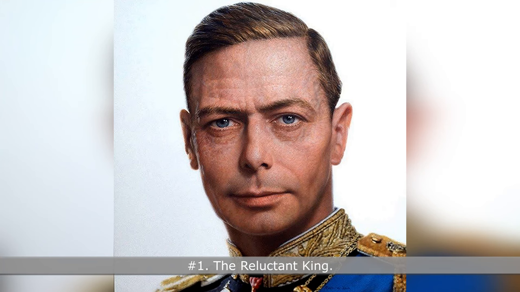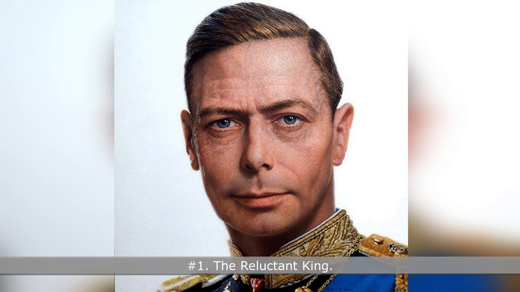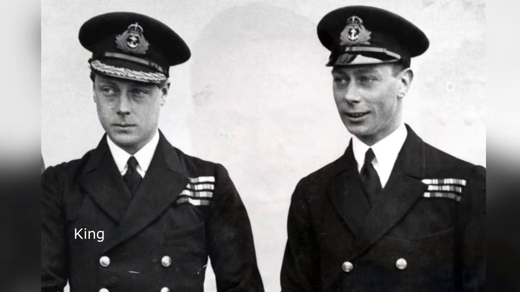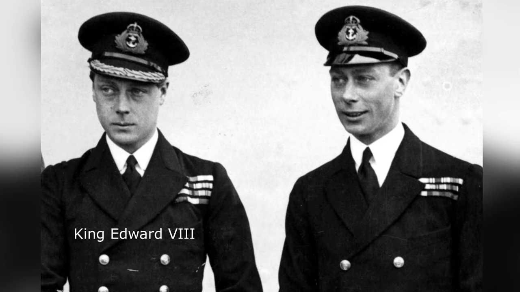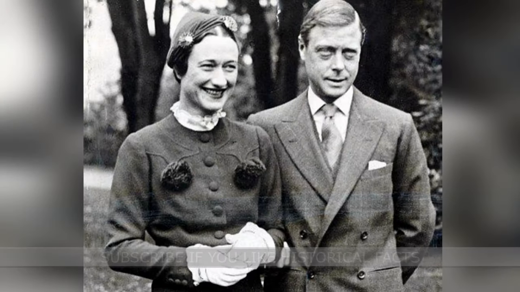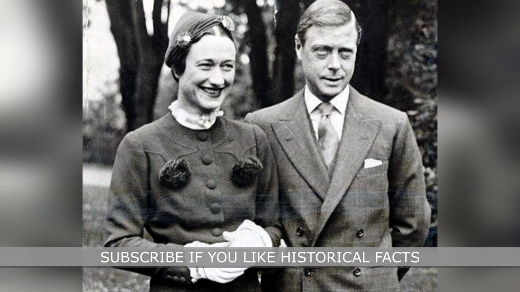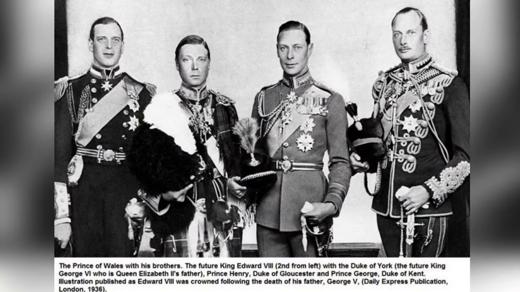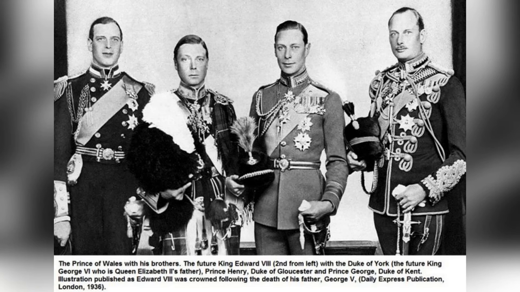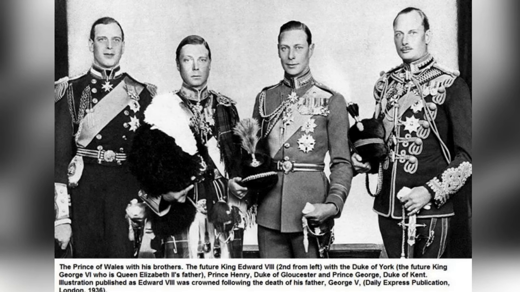Number 1. The Reluctant King. Prince Albert, Duke of York, later known as King George VI, ascended to the British throne in a most unexpected manner after his older brother, King Edward VIII, chose love over duty. Edward VIII's abdication on December 11, 1936, to marry Wallis Simpson, an American divorcee, was a scandal that sent shockwaves through the monarchy and the nation.